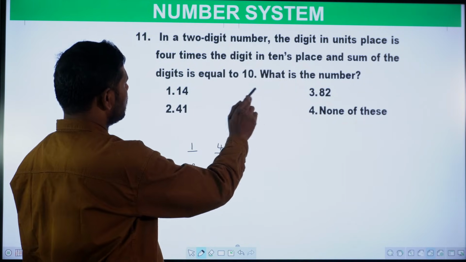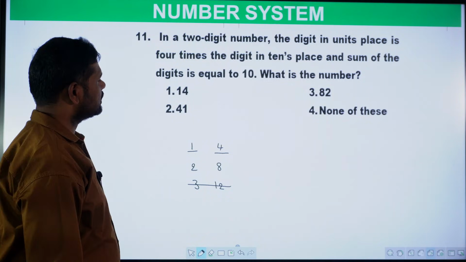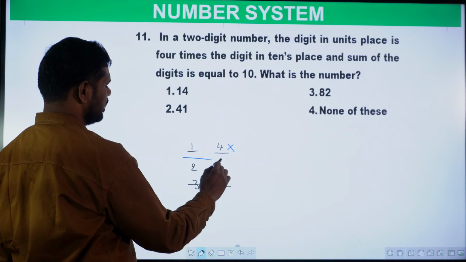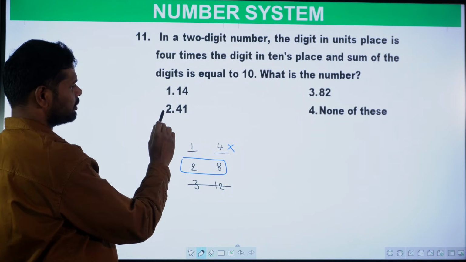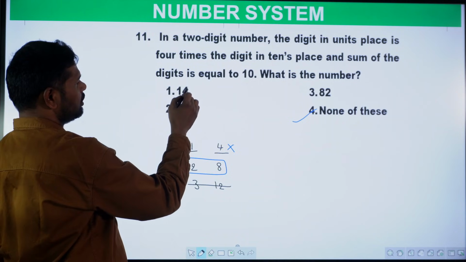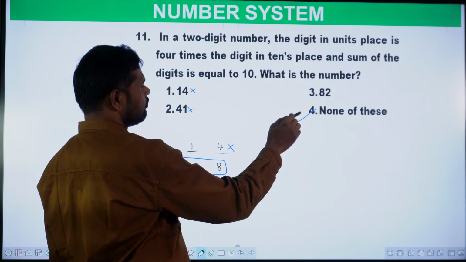Next, the sum of the digits is equal to 10. That is also given. Sum of the digits equal to 10 means 1 plus 4 is not possible. Only 28 is possible. Just observe the options. What is the answer? None of these. Many eliminate these two directly since the sum is 10, but 8 plus 2 is 10.